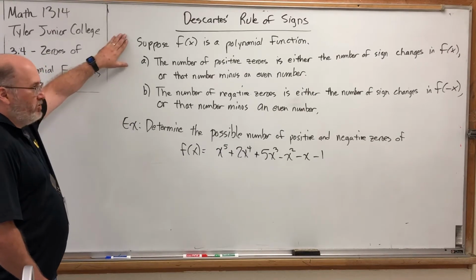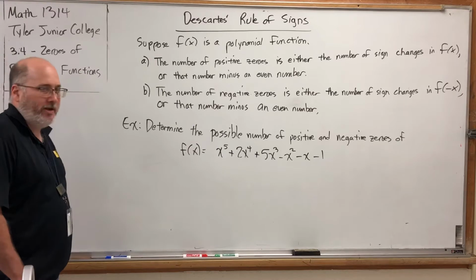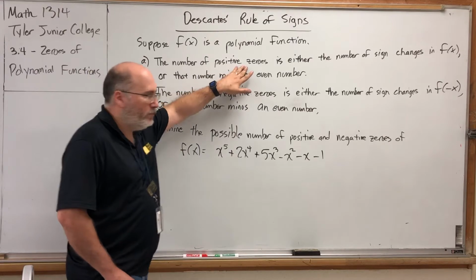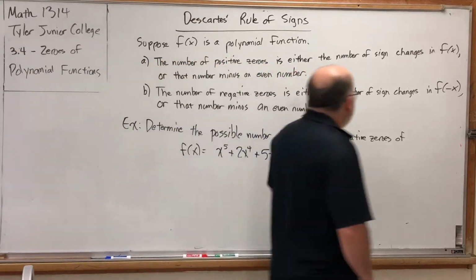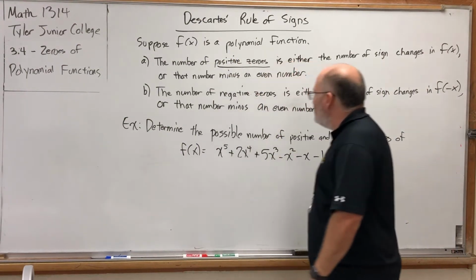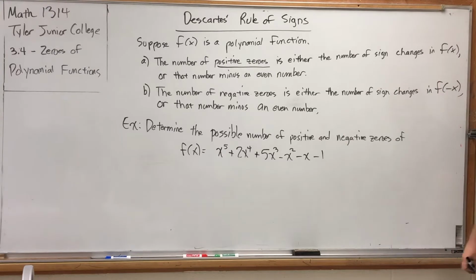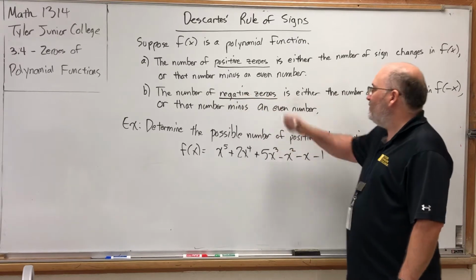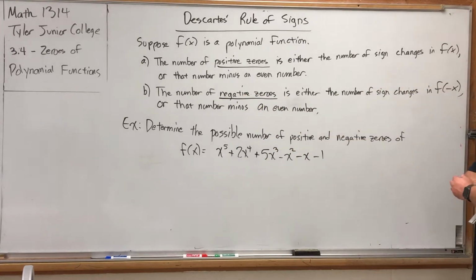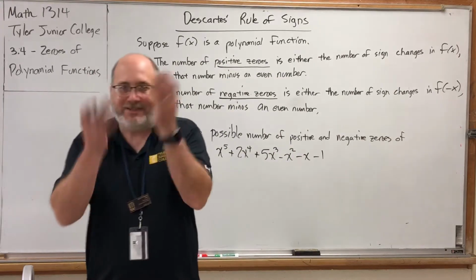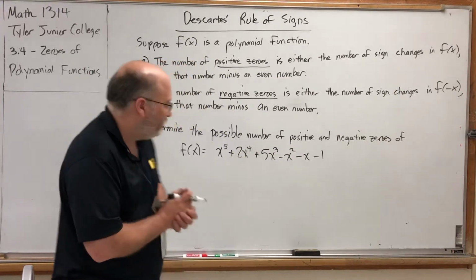Anyway, so what is Descartes' rule of signs? Well, suppose f of x is a polynomial function. Part A: the number of positive zeros, positive numbers that make this equal to 0, is either the number of sign changes in f of x, and I'll explain what I mean by a sign change in a minute, or that number minus an even number. Part B says the number of negative zeros is either the number of sign changes in f of negative x, or that number minus an even number. So in both cases, we're counting something, and we're saying it's this number or this minus an even number.